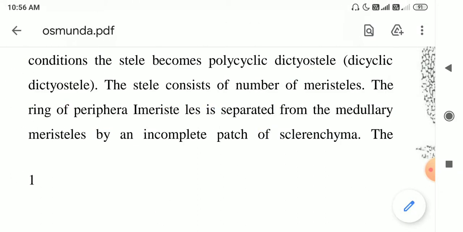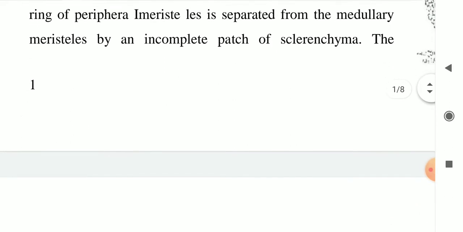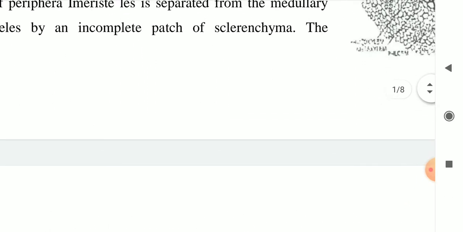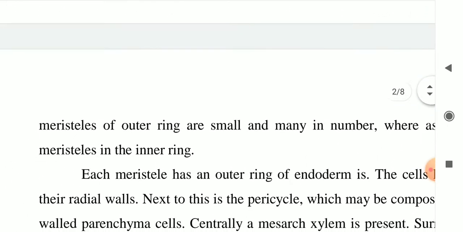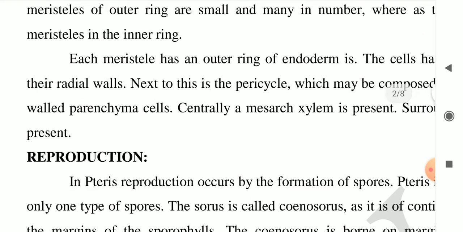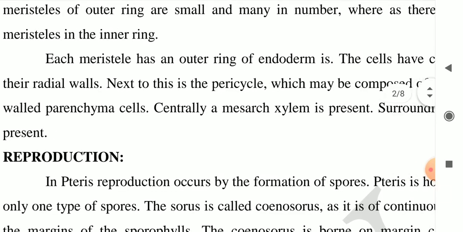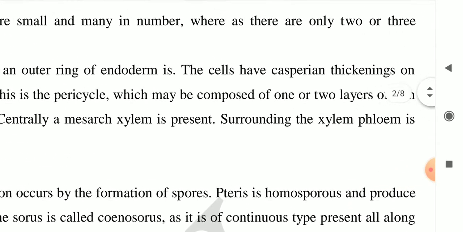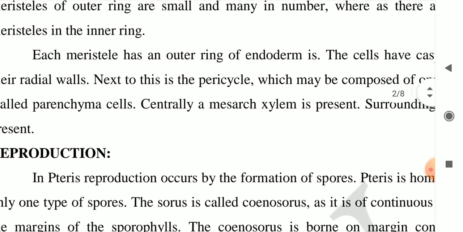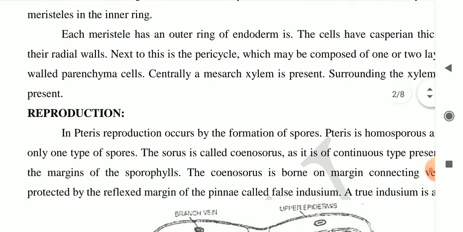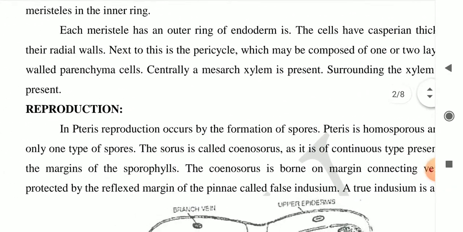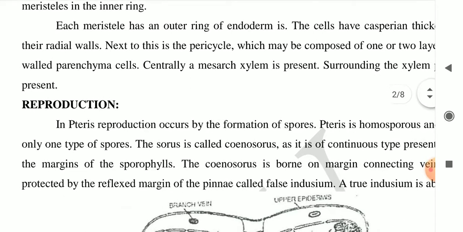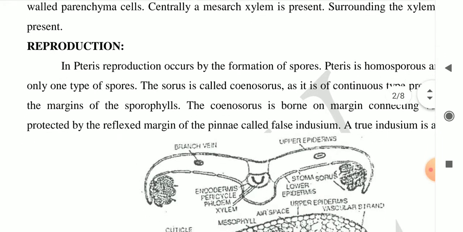Individually, the stele consists of a number of meristeles. A ring of peripheral meristeles are separated, and medullary meristeles will be there. You will also find some incomplete patches of sclerenchymatous cells. The endodermis is the innermost region, with Casparian thickening on the radial walls. The pericycle may comprise one or two layers of thin-walled parenchymatous cells. Centrally you will find the xylem region, which is surrounded by the phloem region.